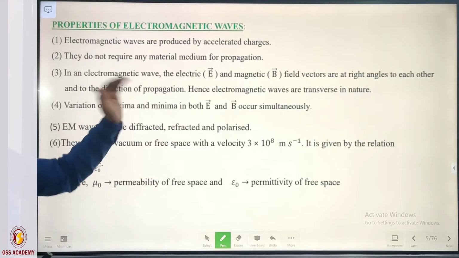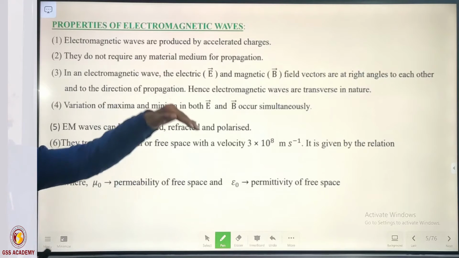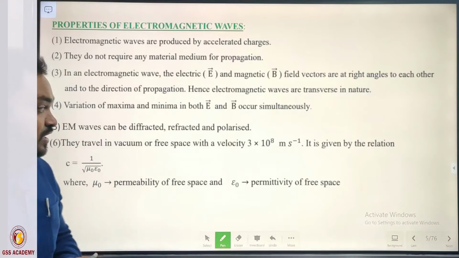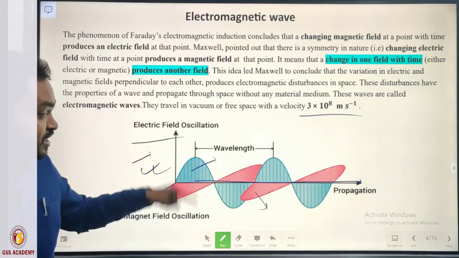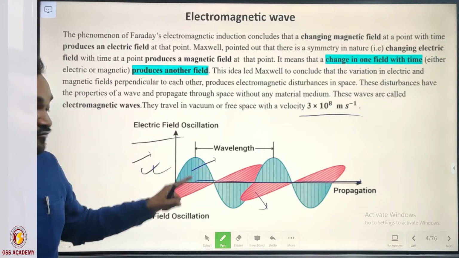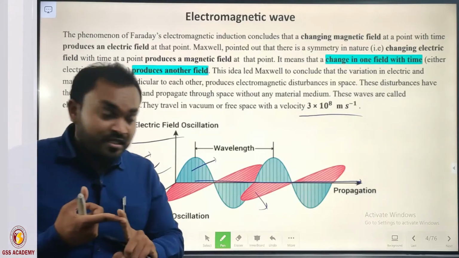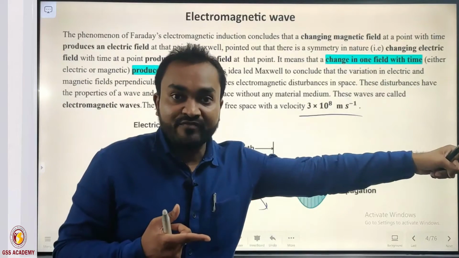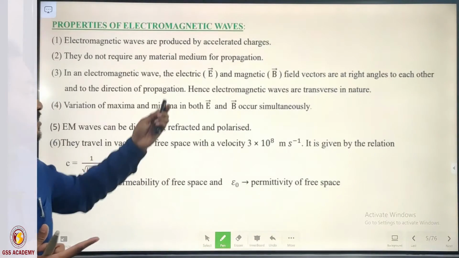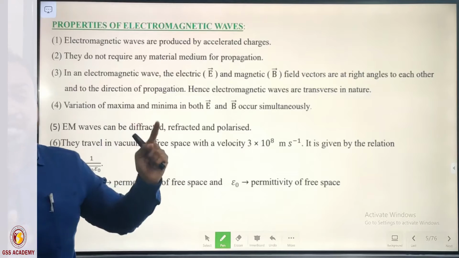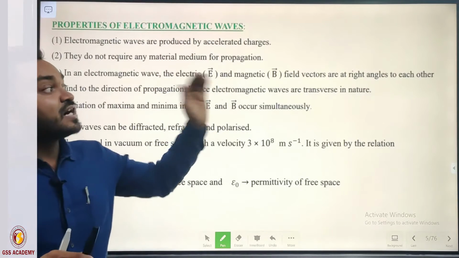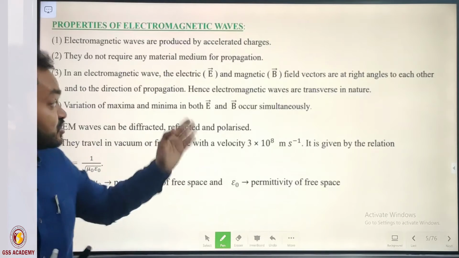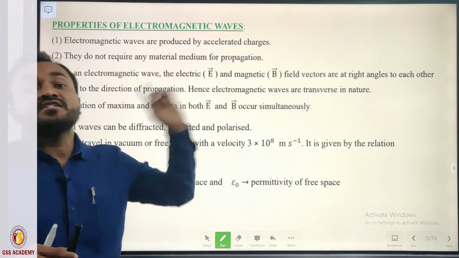In an electromagnetic wave, the electric and magnetic field vectors are at right angles to each other and to the direction of propagation, that I have already told. The electric field and magnetic field are perpendicular to each other, and both are perpendicular to the propagation of the wave. Hence electromagnetic waves are transverse in nature.